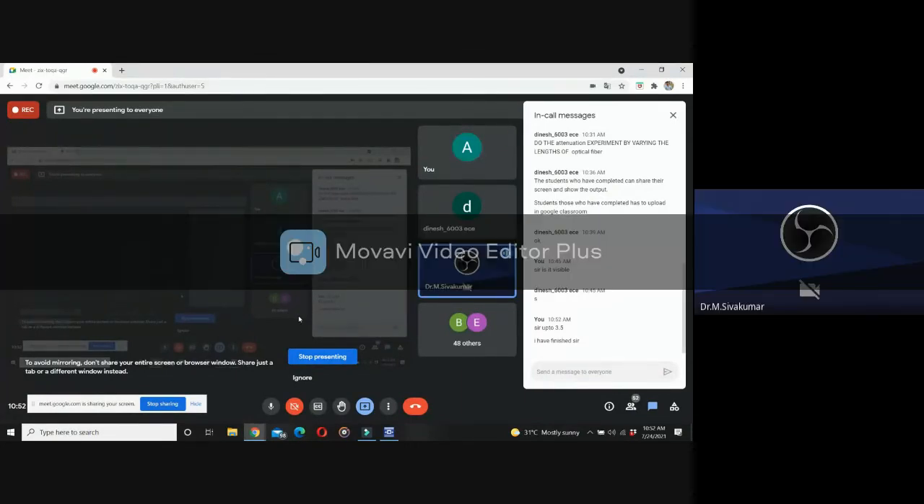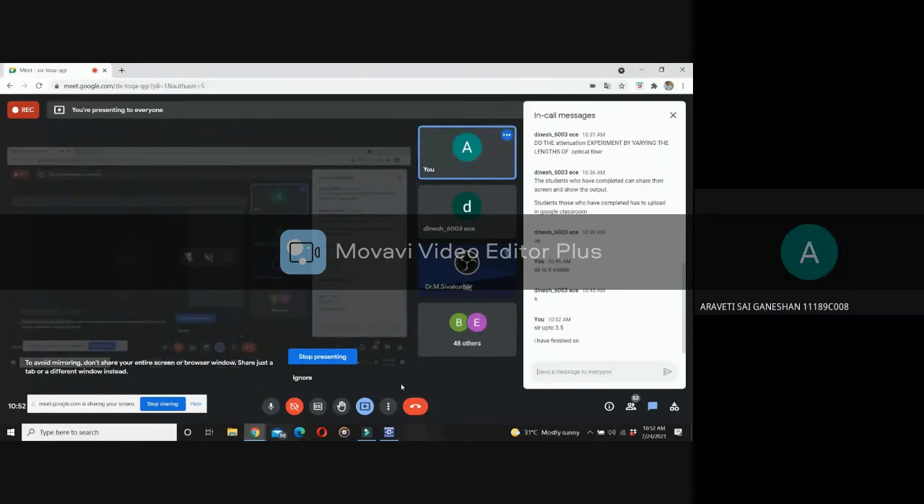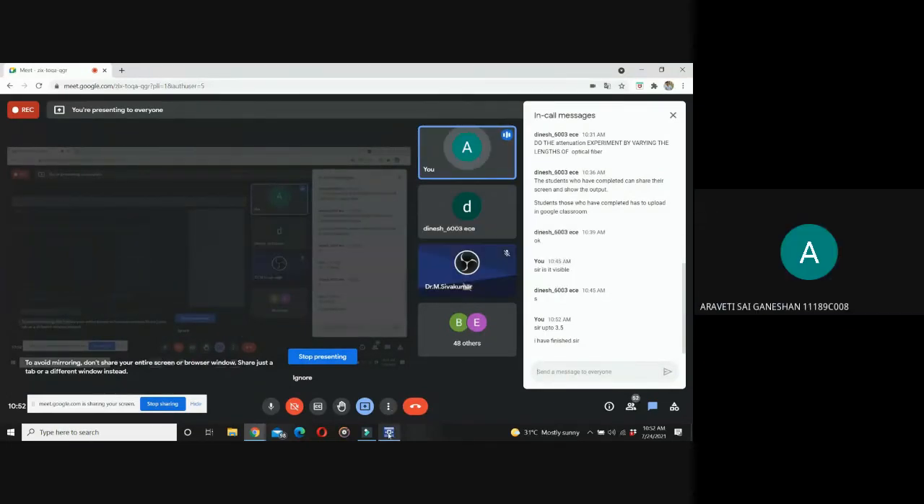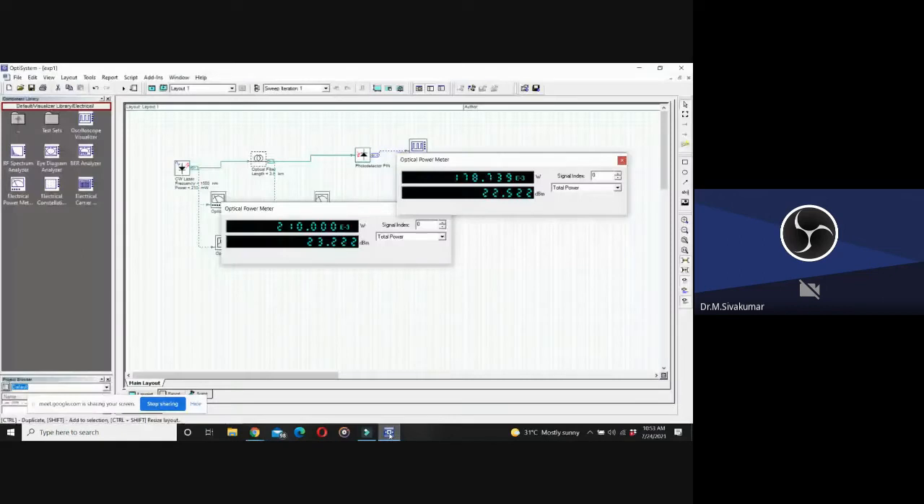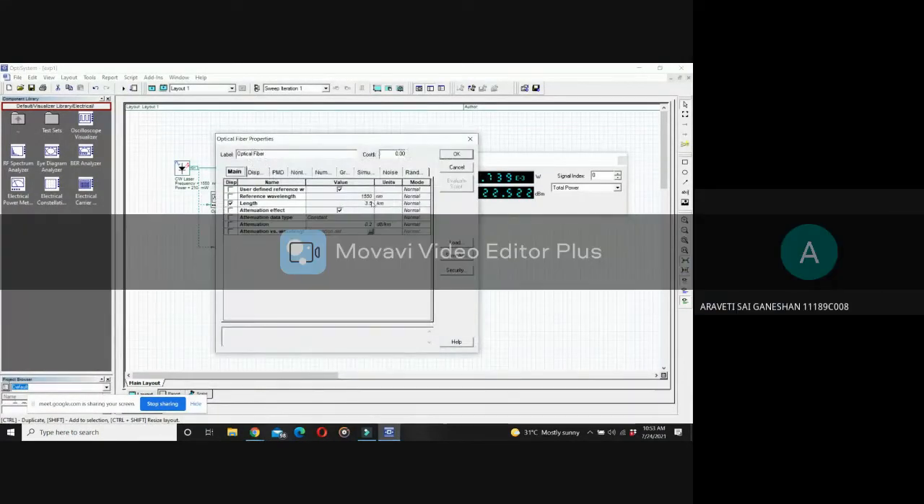Based on the table, you can find out the calculation, average attenuation and all. Okay. Now again I have to vary the length, sir. Directly I'm taking 10, sir.